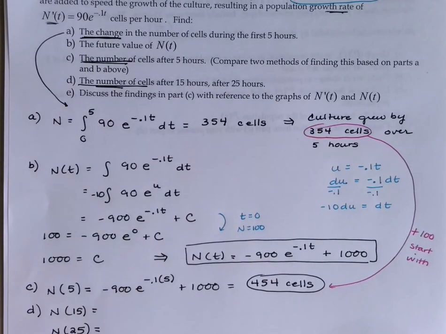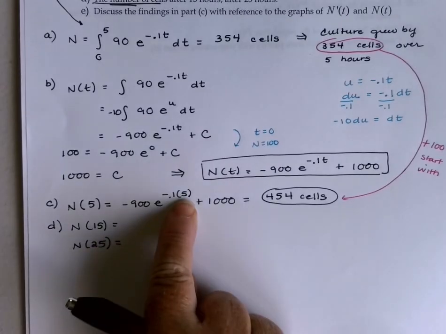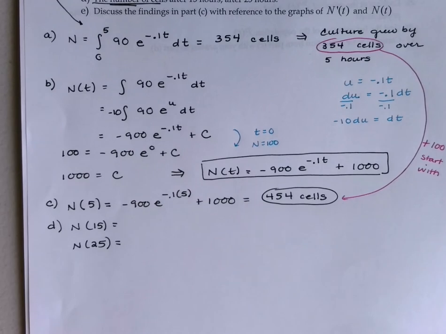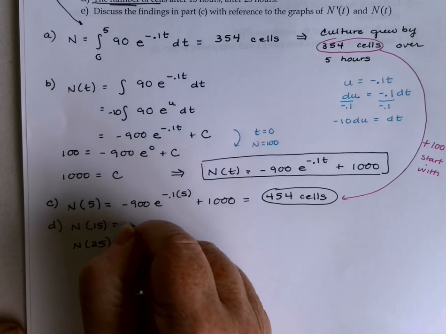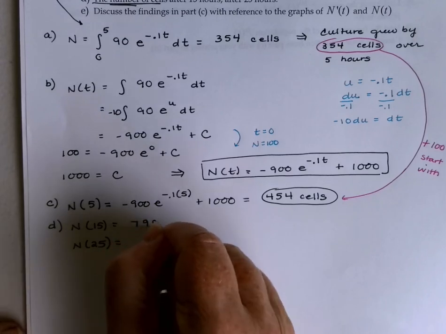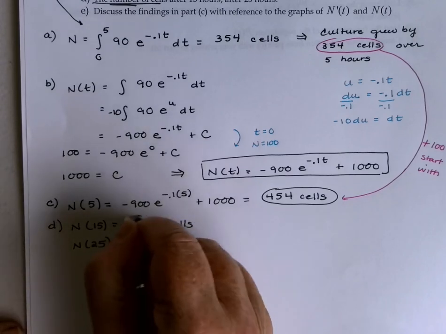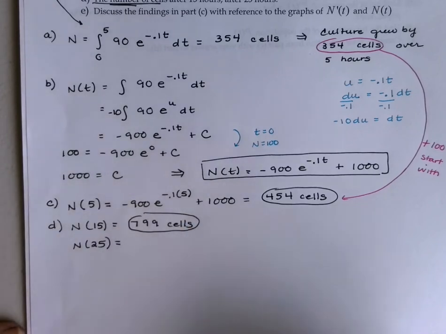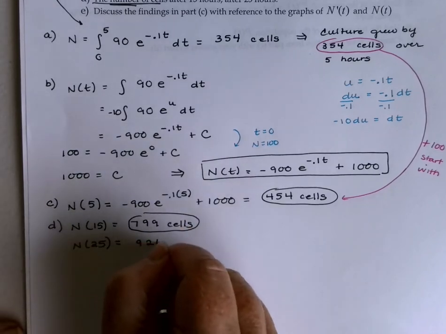And of course, that's pretty straightforward now. We're just going to plug the 15 in, plug the 25 in. I just did that behind the scenes so you wouldn't have to watch me punch buttons. When I plugged in 15, I got 799. And when I plugged in 25, I got 926 cells.